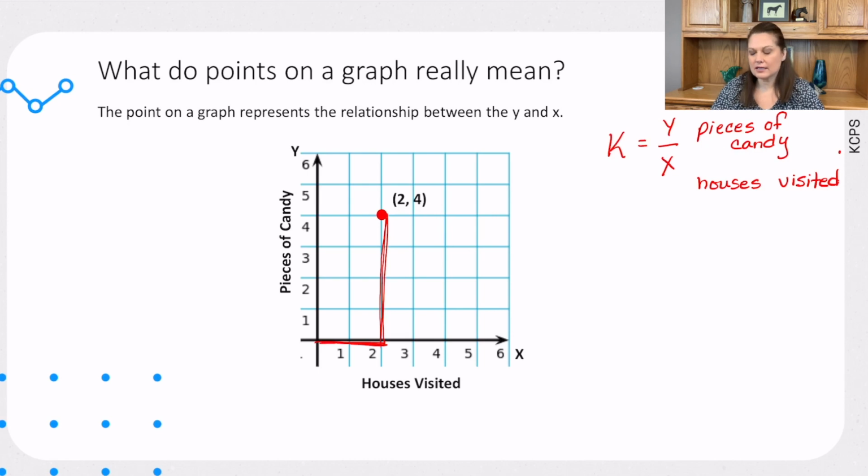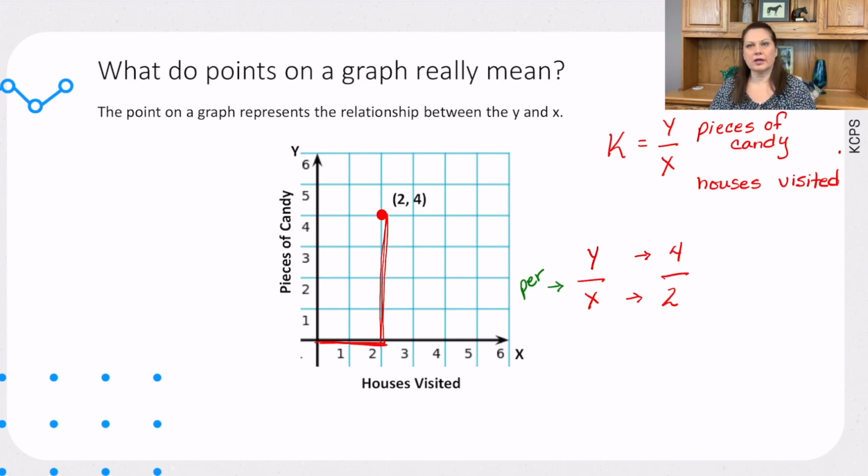When we plug in our numbers, y over x, we're going to say, okay, that's going to be 4 pieces of candy, and we're going to visit 2 houses. Now, this division bar or fraction bar, we read that as a per. So when we come over to our fraction or ratio that we've rewritten with our numbers, we're going to say 4 pieces of candy per 2 houses.